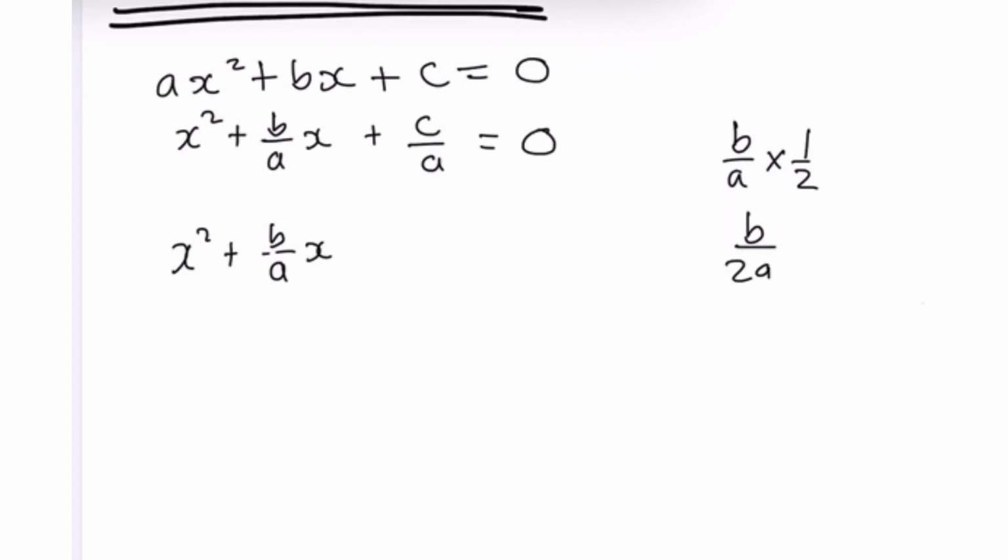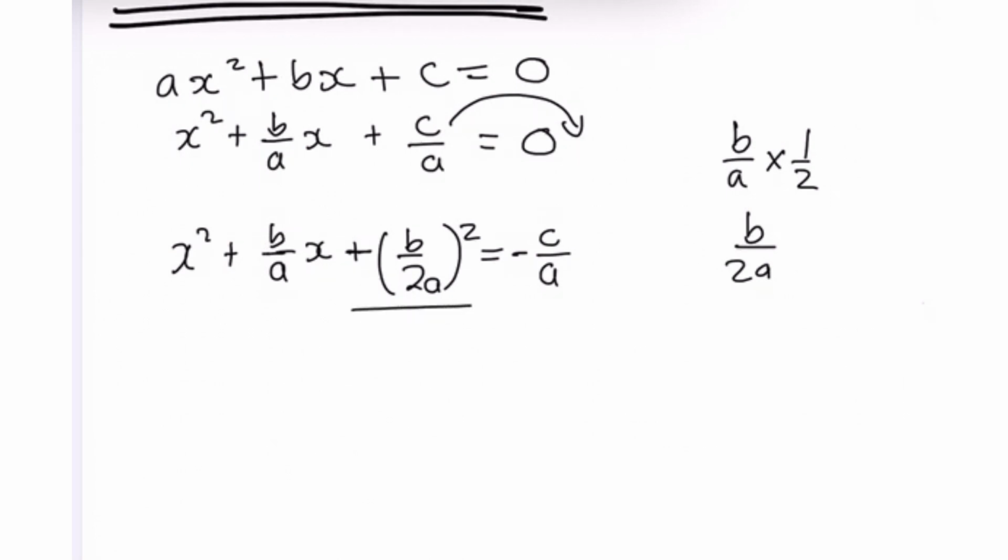We want to add b over 2a here, but we must square it. On the other side, we have c over a, but now it's negative c over a. But since we added this extra term on the left side, we must again add it on the other side. So we're going to add b over 2a all squared. We add that term on the other side as well.